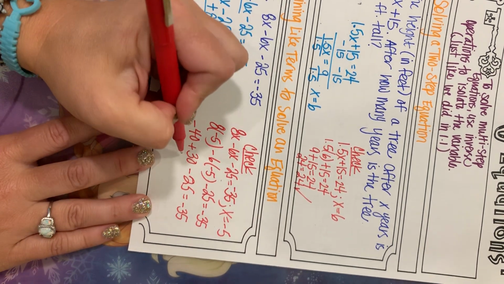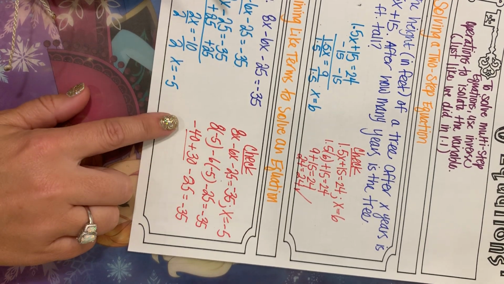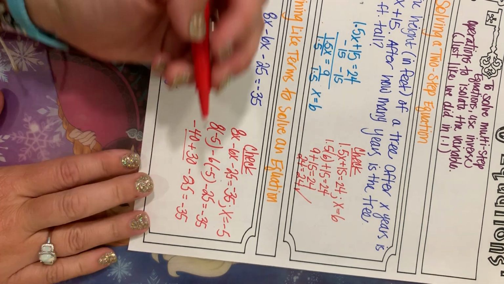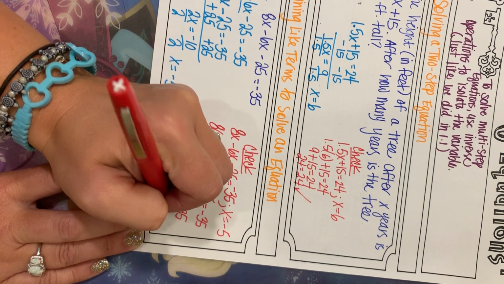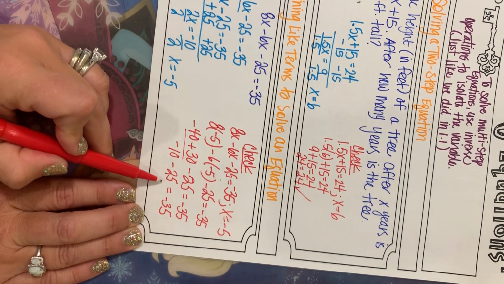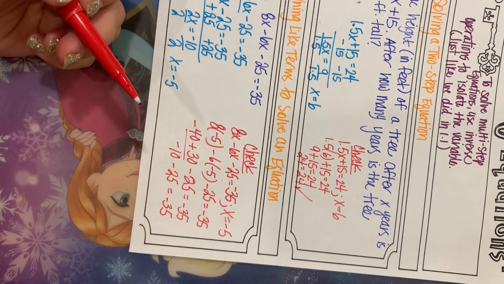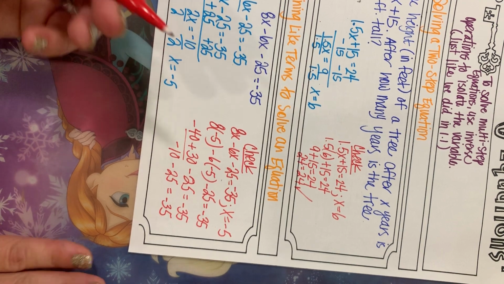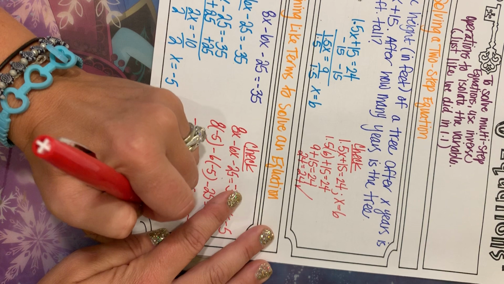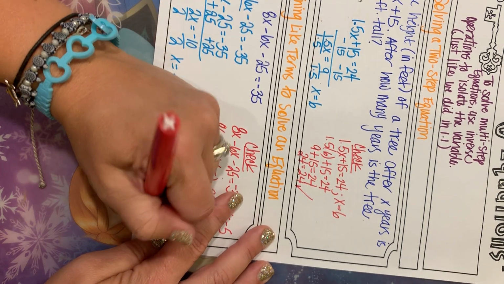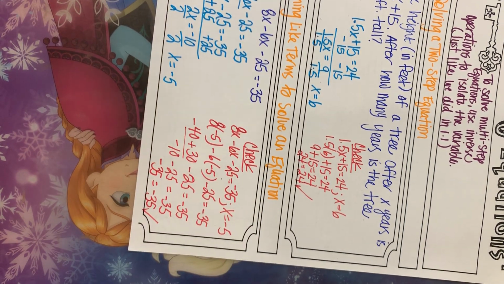Combining like terms, I'm just going left to right at this point. So negative 40 plus 30 is negative 10. Minus 25 equals negative 35. Now I'm going to combine these. Negative 10 minus 25, or negative 10 plus negative 25, is negative 35. So I have proven that my left side is equal to my right side, which in fact gives me that check.